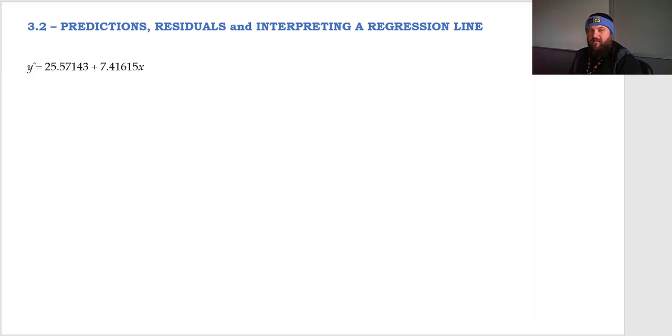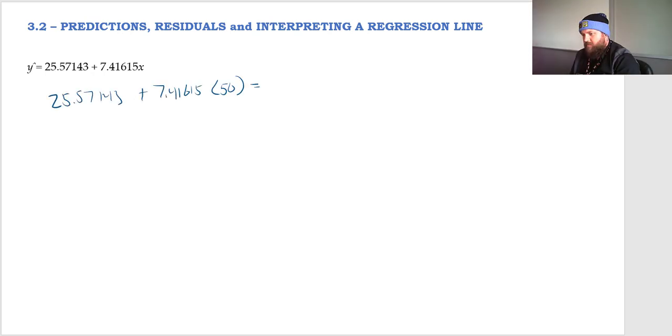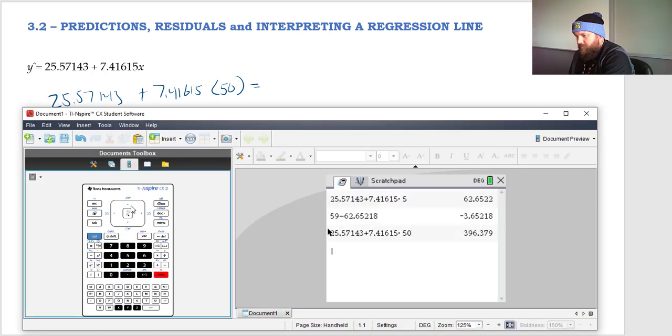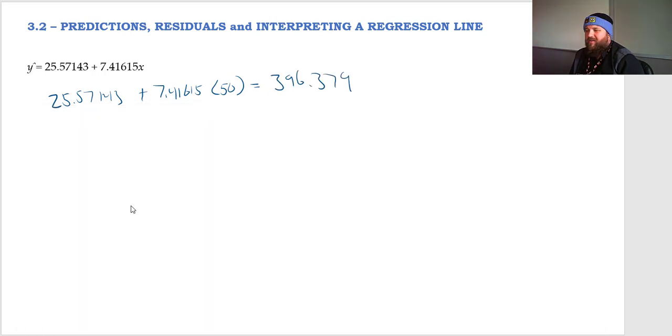Now let's say you got a little hungry for some chocolate and you ate 50 pieces. What can you predict your calorie intake would be? According to the equation, we can simply take 25.57143 plus 7.41615 times 50, and that gives us 396.379 calories. Would you trust that prediction?